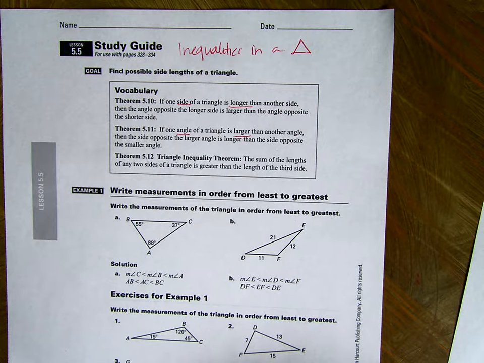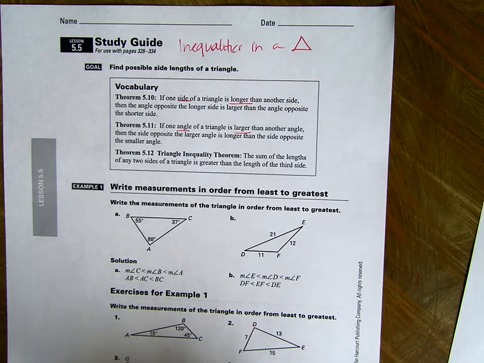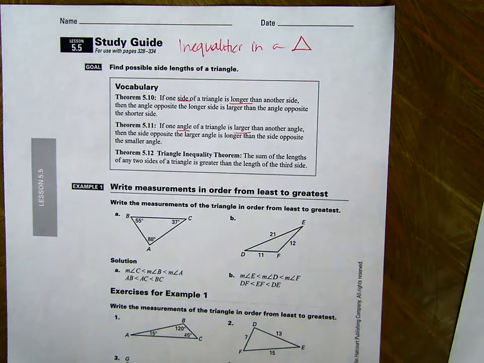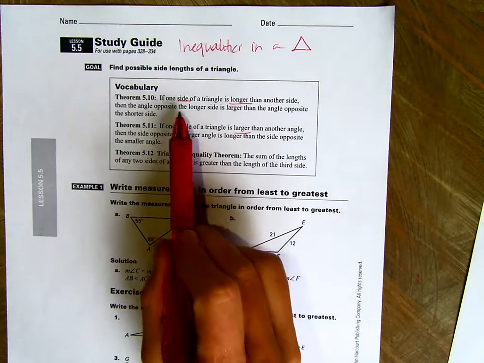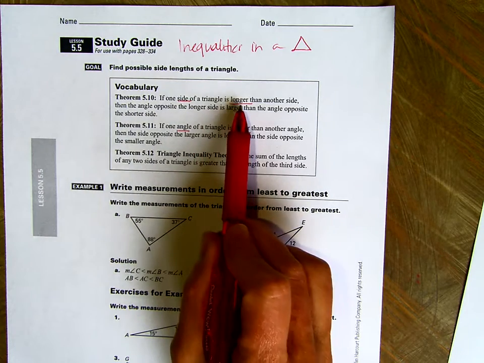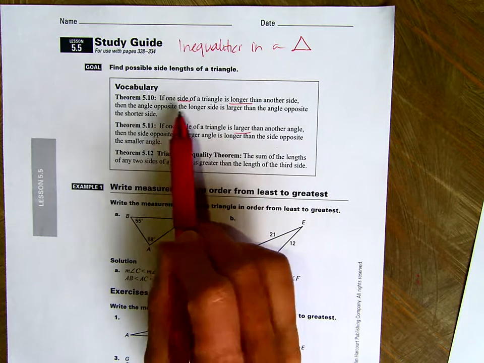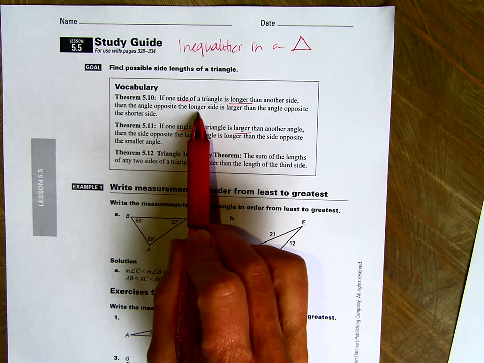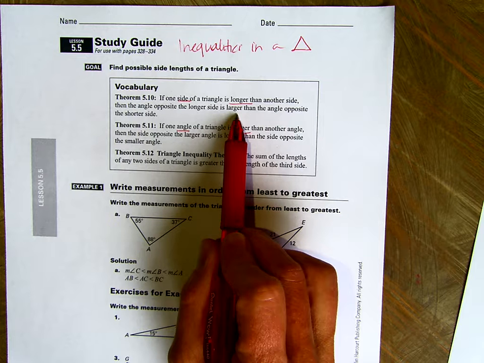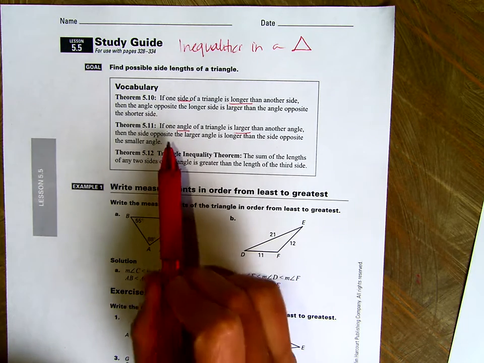Section 5.5 is pretty straightforward, pretty limited information, but essential information. And I say this, I don't always like to, but it's the kind of stuff that pops up on standardized tests. So if one side of a triangle is longer than the other side, then the angle opposite that longer side is larger than the angle opposite the shorter side. Hard to know from the text, we'll explain in a minute.